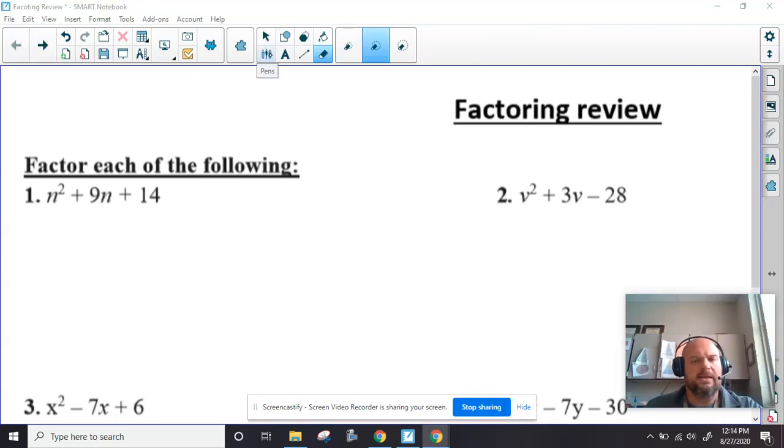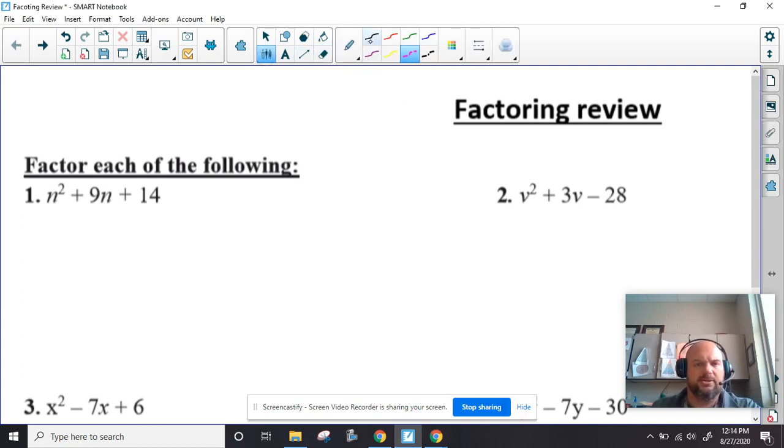All right, now we're going to do a little factoring review before we get into our quadratic section. Because we actually are going to have to solve by factoring, so we need to go over this. Now, remember when you factor, you're going to have two sets of parentheses. You're going to have a variable in each of them.